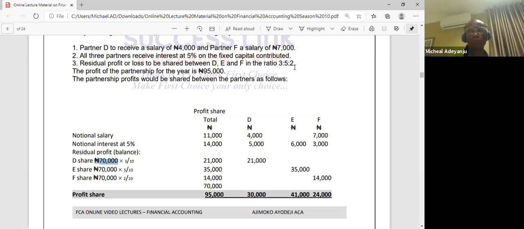So 3 plus 5 plus 2 makes 10, and that is how they got 3 over 10, 5 over 10, and 2 over 10. By the time you apply your formula, you see 3 over 10 of 70,000 will give you 21, 35, 14 respectively. And then you add everything together. So at the end of the day, your answer must still give you the total profit for the year, which is 95,000. It's straight up and that's easy.